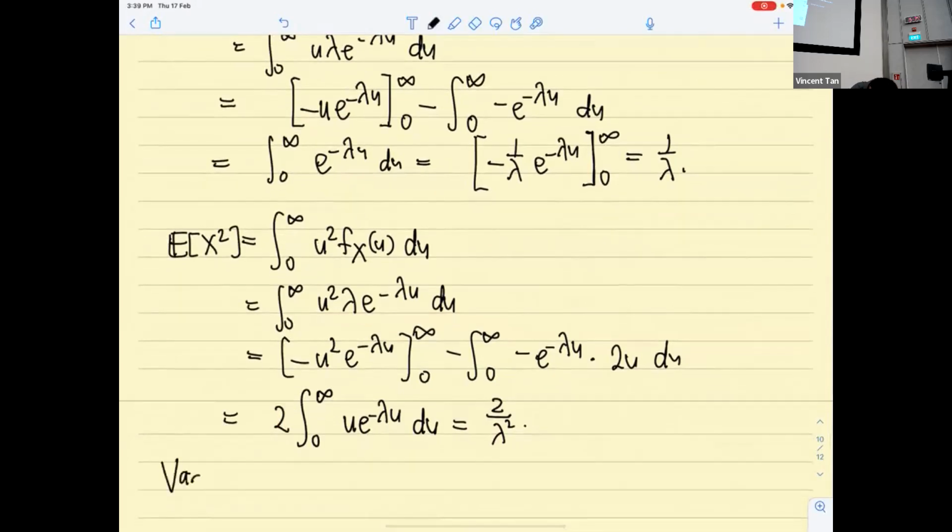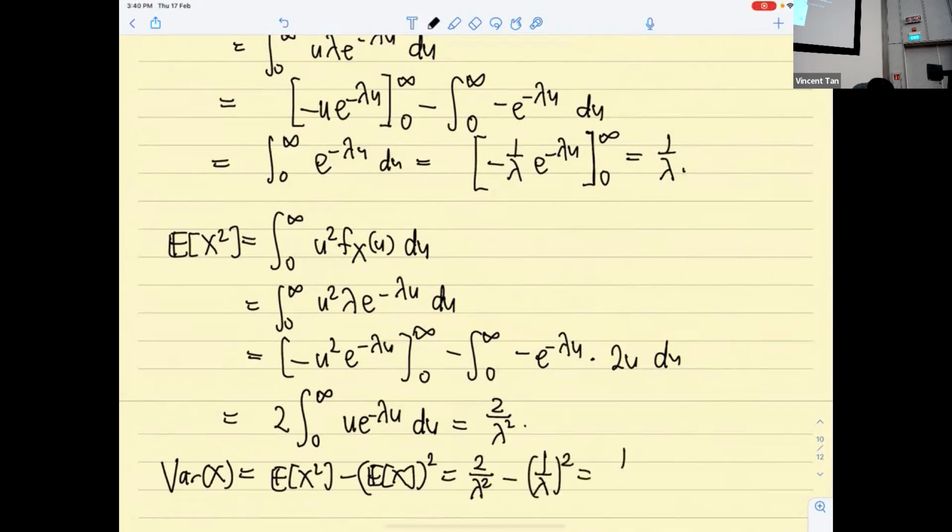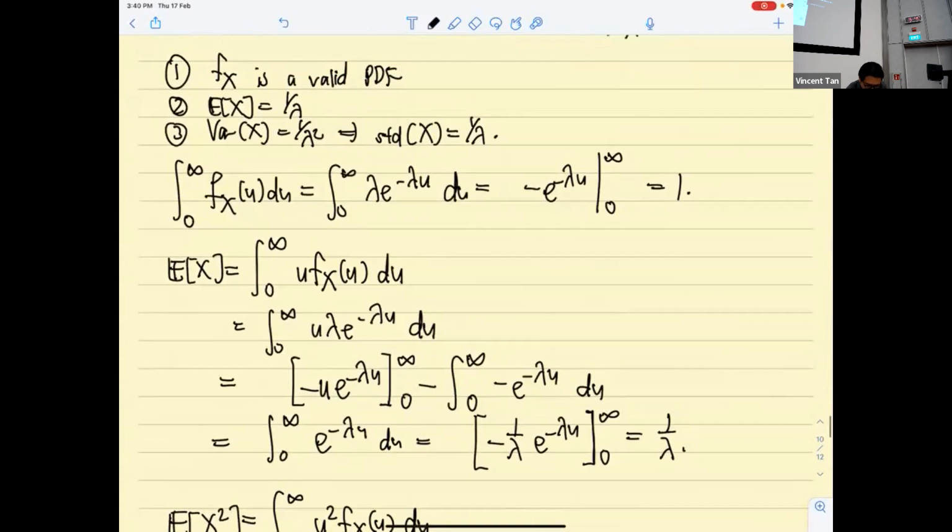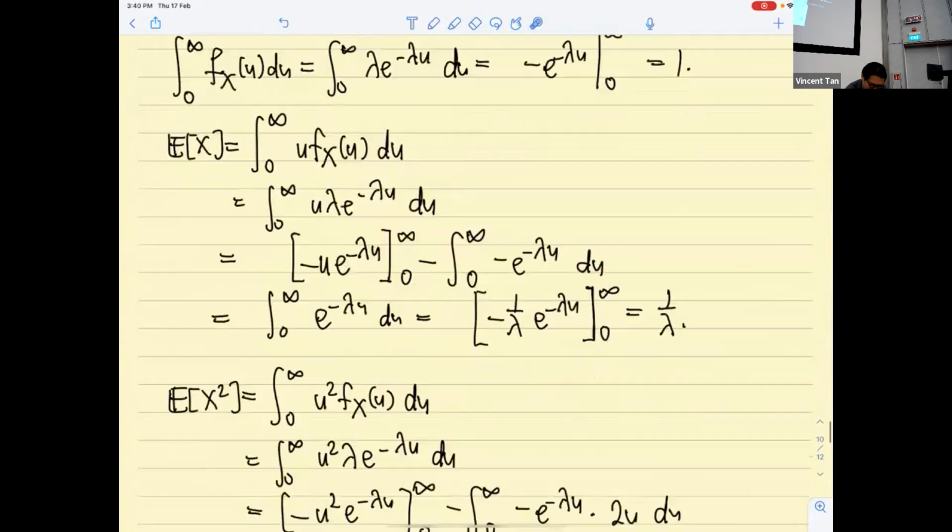Now you can compute the variance, which is the expected value of x squared minus the quantity expected value of x, squared, which is 2 over lambda squared minus the quantity 1 over lambda, squared, which is 1 over lambda squared. This is what we sought to calculate, not prove. The variance of x is 1 over lambda squared.